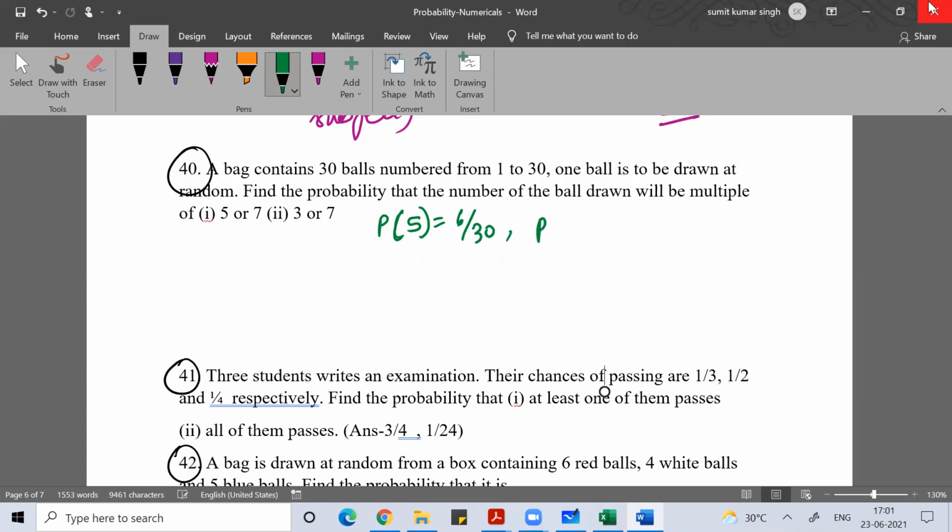So 6 by 30 for multiples of 5. Multiple of 7: how many numbers are there? 4 numbers. There's no number common, since the LCM of 5 and 7 is 35.